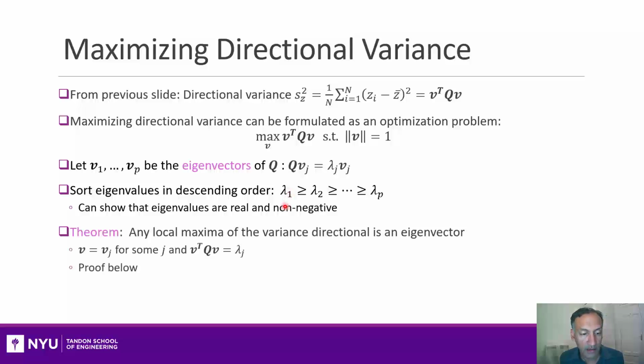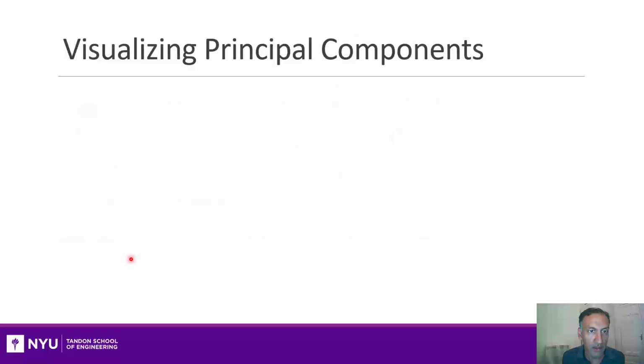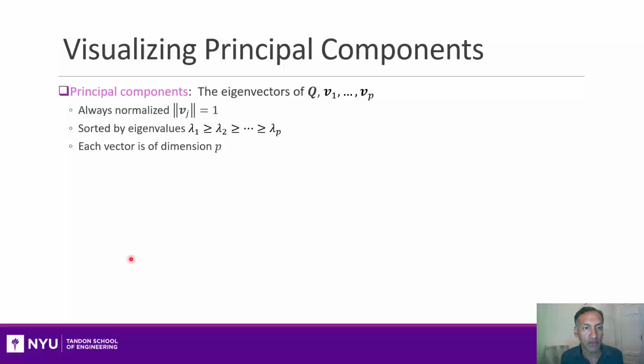Okay, with that, our solution is the following: you can show that any local maxima of this constrained optimization is always just an eigenvector. And in fact, the highest value will go to the highest eigenvector, and the second highest value will go to the second highest vector, and so on. So I'll show this below. It's just some simple constrained optimization. But let me try to use this to talk about principal components.